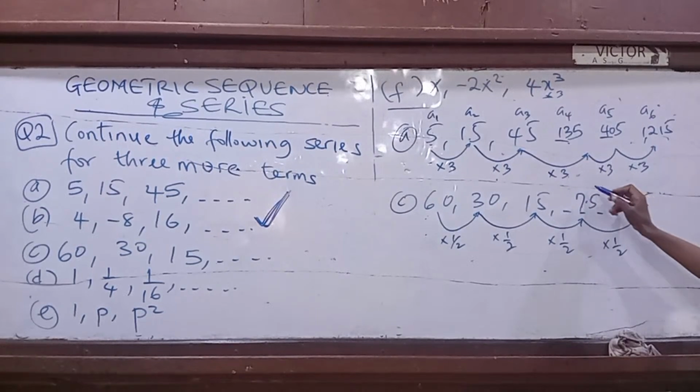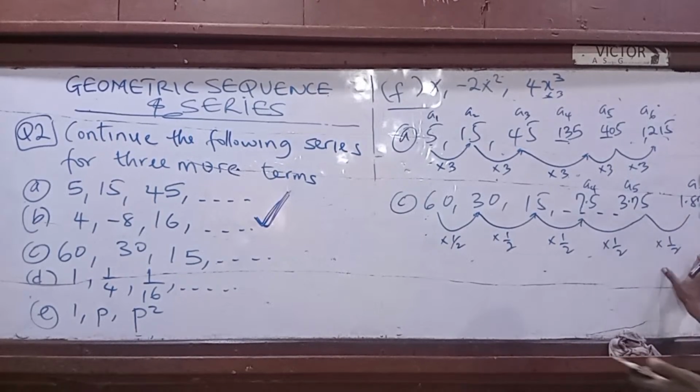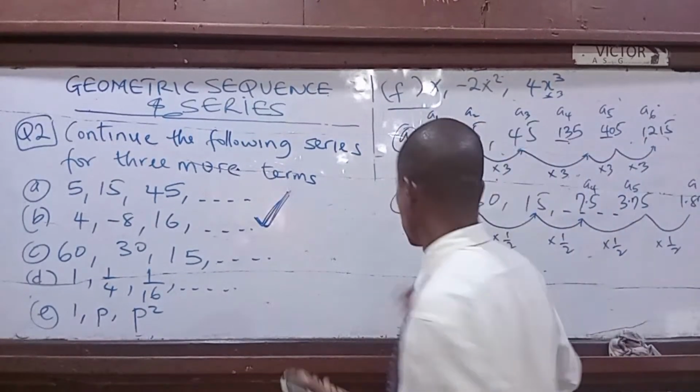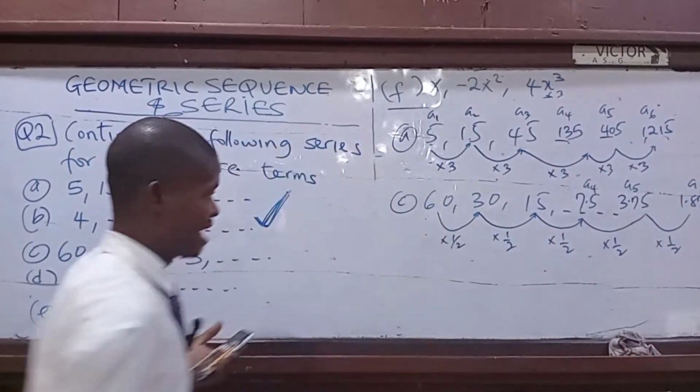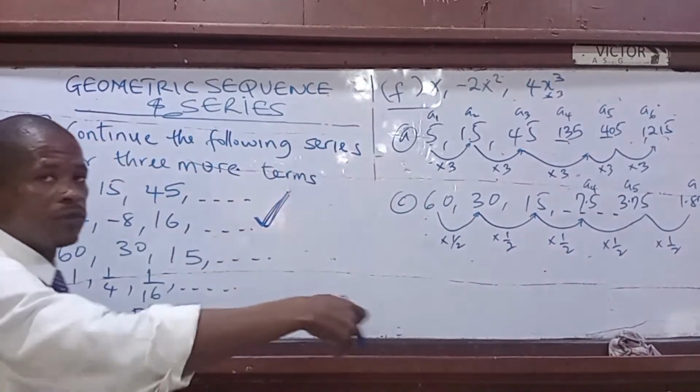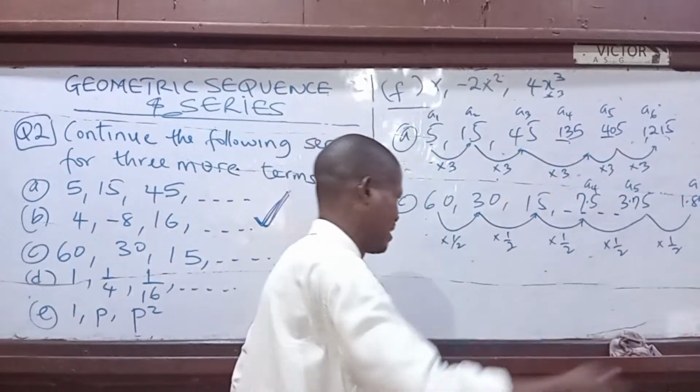Okay, so this is your A4, this is your A5. Then the last one times 1/2, so we have 1.875. That's your A6. So that's that on that. And at the same time, you can use your formula method to get the A4, A5, and A6.